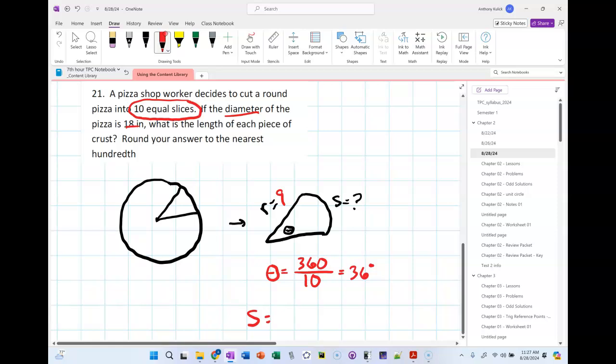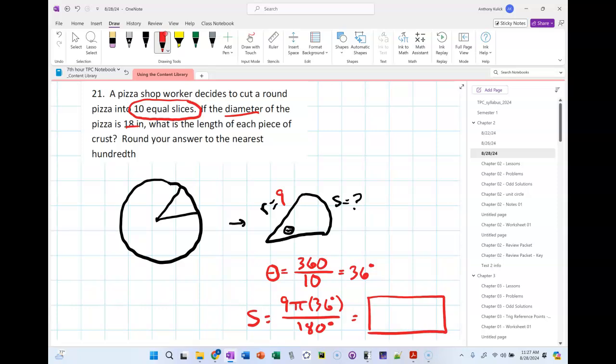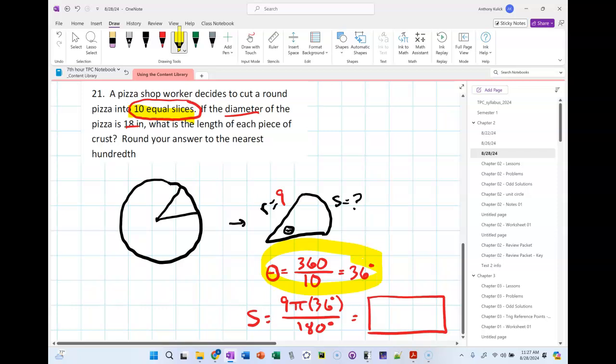Notice since I'm in degrees here, I have to use the degree version of my arc length formula. But that'll do it. Does that feel okay there? Okay. So again, probably the key here was realizing that 10 equal slices was what I'm going to use to get my central angle. Yeah, I was looking at it. Yep.